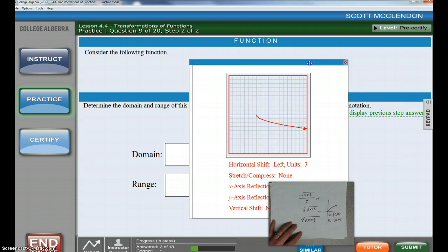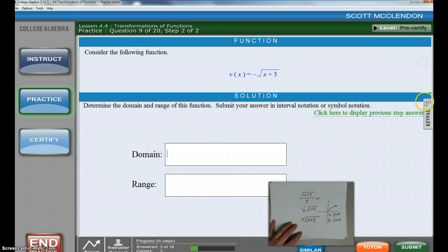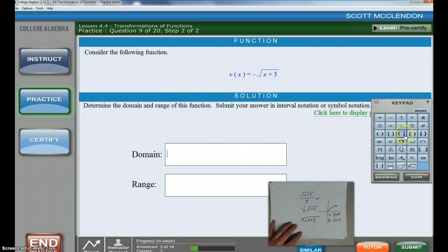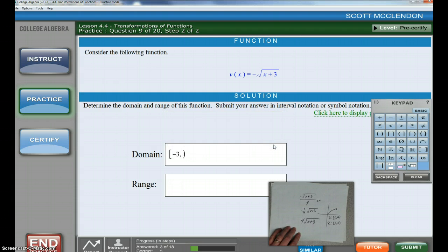Let me close this down here. Negative 3 to infinity.